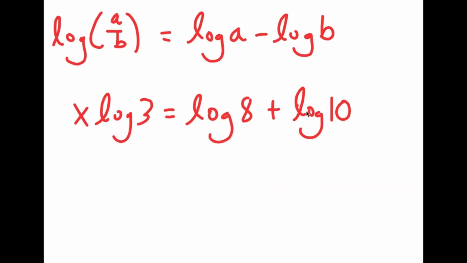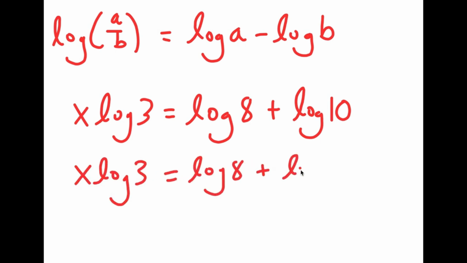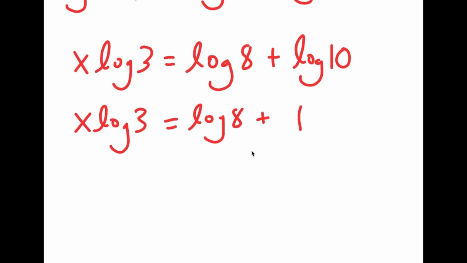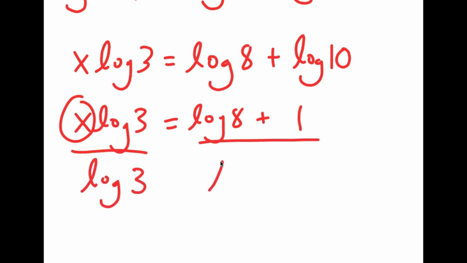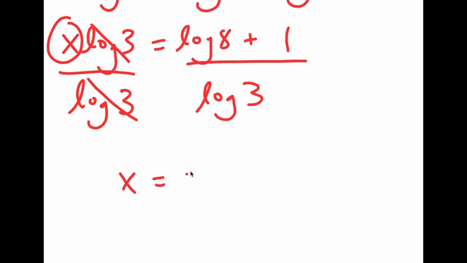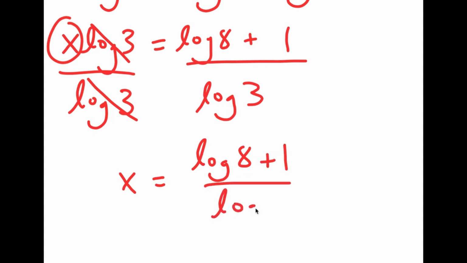Now, if you guys didn't already know, log 10 is simply equal to 1. So I get x times log 3 is equal to log 8 plus 1. And now remember, we want to isolate x, so the only thing left to do is to get rid of this log 3 by dividing both sides by log 3. So then these cancel out, and I get x is equal to log 8 plus 1 over log 3.